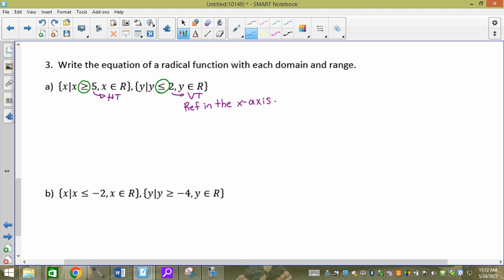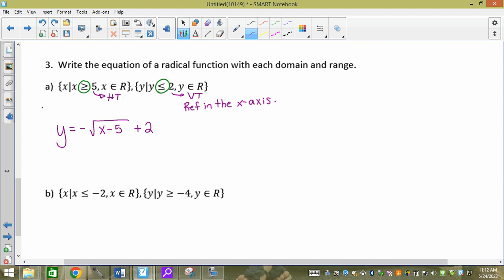So they want us to write the equation of a radical function with each domain and range. So I'm going to have y equals, what affects my y's? Well, I have a reflection in the x-axis, so I get a negative in front of my square root, and a plus 2 at the back. In the bracket, I need a horizontal translation of 5 to the right. So what am I going to put in here? Done. Could I add any stretch I want?